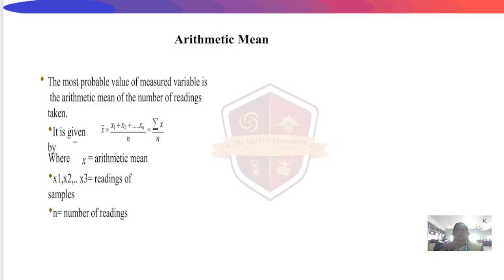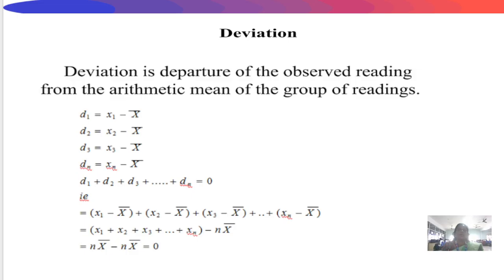The most probable value of a measured quantity is the arithmetic mean of all the readings taken. It is calculated by adding all the readings and dividing by the total number of readings. Here, x bar represents the arithmetic mean, x1, x2, x3, xn are the measured values, and n is the number of readings. This average value is taken as the final result because it is closer to the true value and reduces random error.